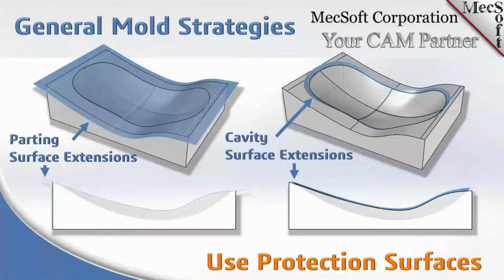Now, the third technique we're going to show you is the protection surfaces. By protection surfaces, in our example insert, you see that we have added extensions to the cavity surfaces, and we have added extensions to the parting surface of the mold. So here on the parting surface, you see that it extends out past the mold on each side.